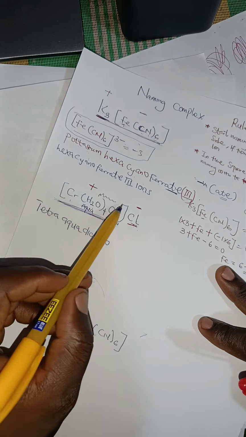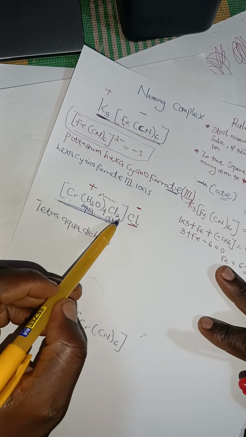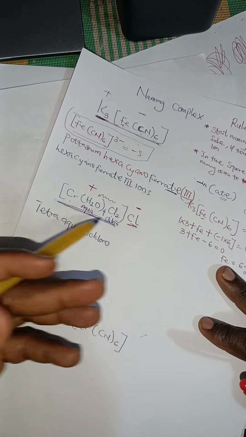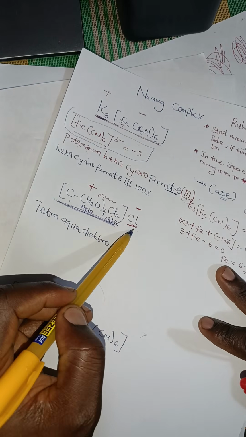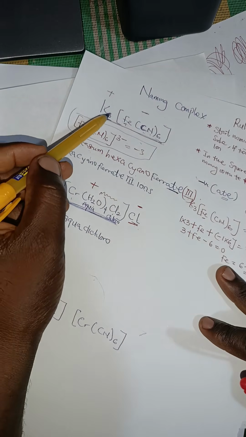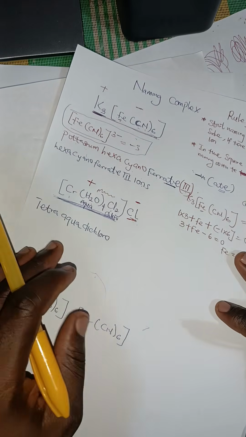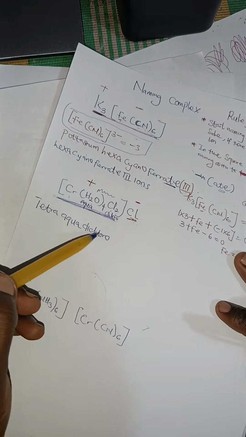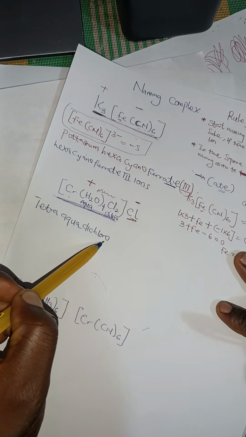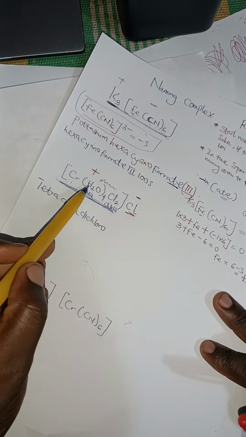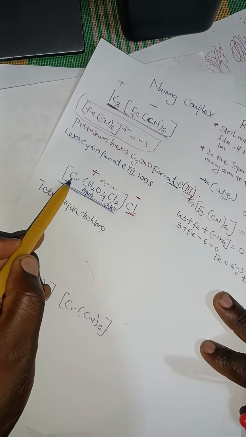Don't forget, I'm starting my naming with the one in the square bracket because the whole of the square bracket is on the positive side. You notice I'm not starting with chlorine. I started with the complex because it is on the positive side. So tetra aqua dichloro. Can I continue? Then after mentioning these two, you go to your transition metal.